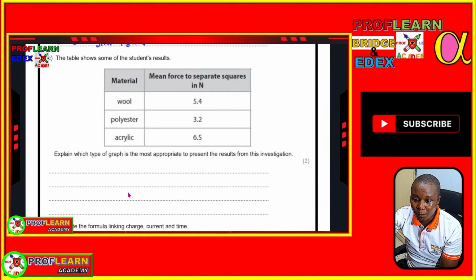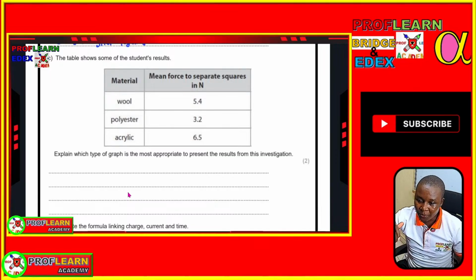Explain which type of graph is most appropriate when you are supposed to represent the data or the results of this investigation.